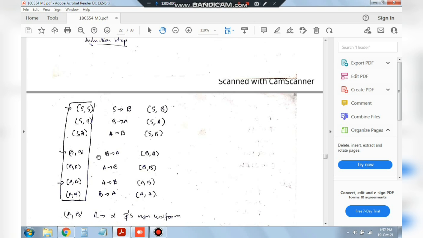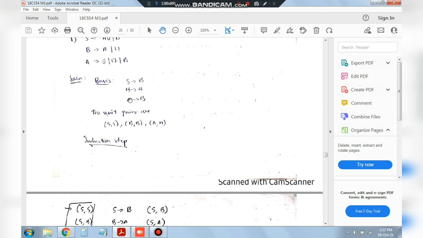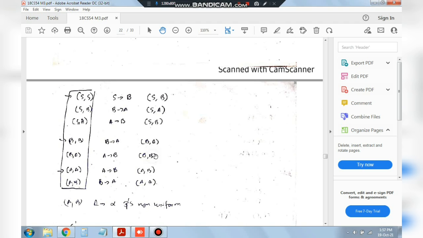The same thing we'll be doing for B also. So B goes to B and B goes to A. Therefore we will write B goes to A here, and B goes to A, A goes to B, as we have seen in the equation here. So that will be B goes to B. Like that we'll be writing for all of the possible combinations.